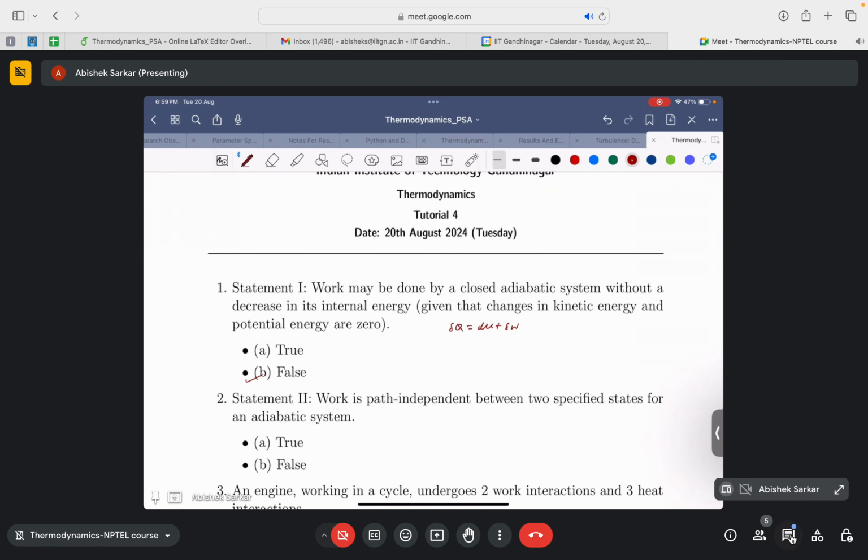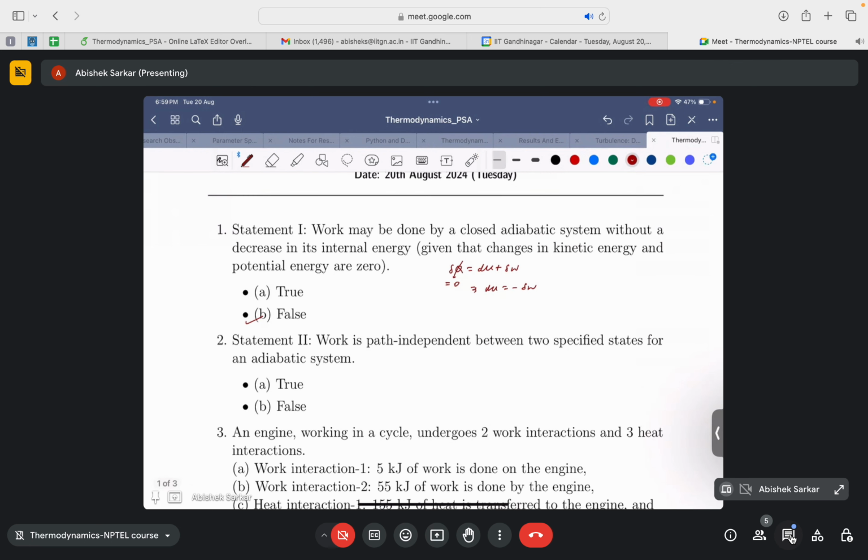So now they are saying it's an adiabatic system, so the net heat interaction is zero. So we'll basically have the net change in the internal energy is actually the net work done on the system, or by the system. Okay, so we will have dU is equal to minus delta W, right? So any work done would have its effect on the internal energy. If work is done on the system, internal energy would increase. If it is done by the system, the internal energy would go down.